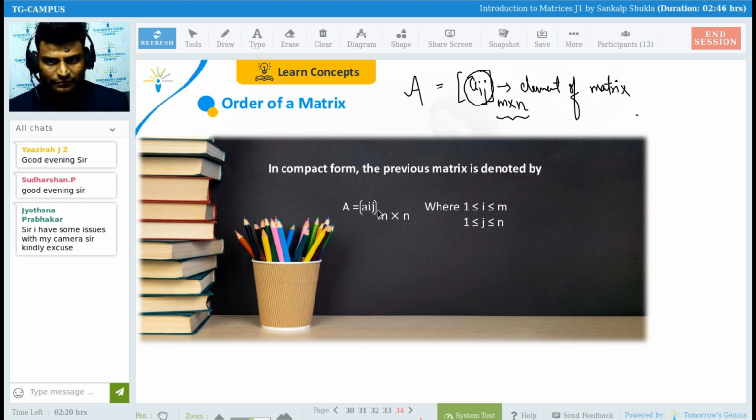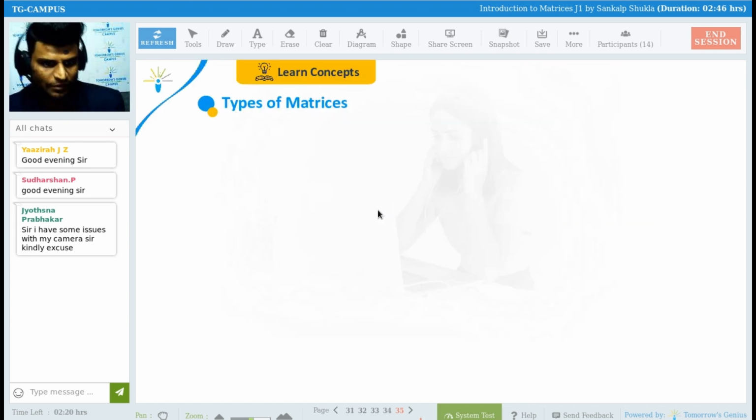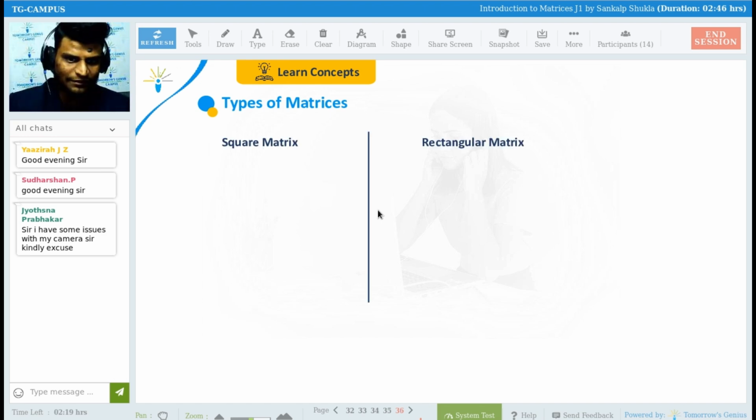Fine. So that was the introduction part, like what matrices are and why we are going to learn so much detail about matrices. Now is the interesting part, types of matrices. Earlier we will be discussing the portion that is in CBSE also, but later on we will discuss the portion that is strictly JEE, which will not be available in CBSE books. Fine. So there are square matrices and rectangular matrices.